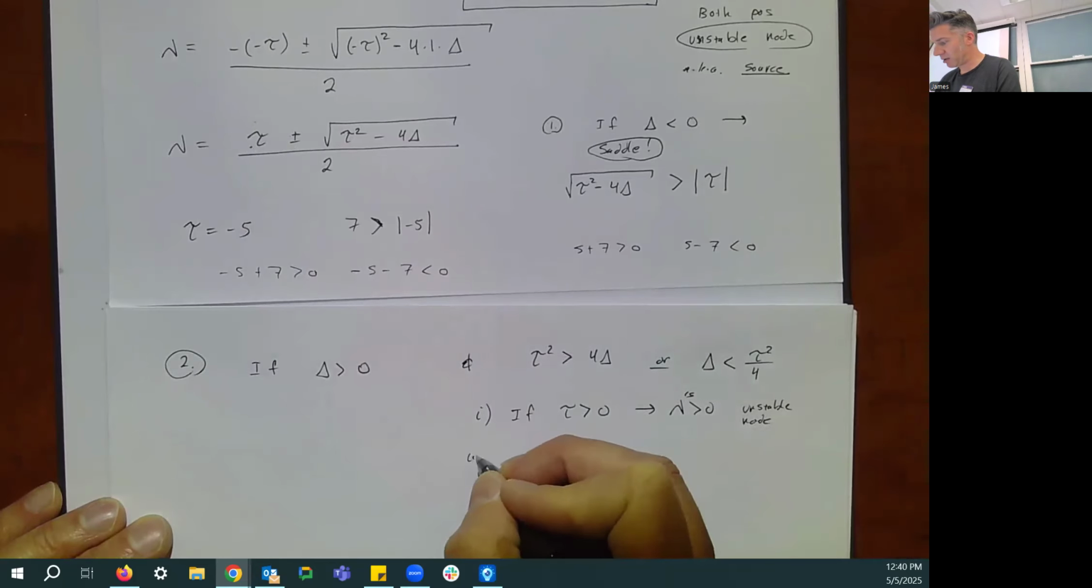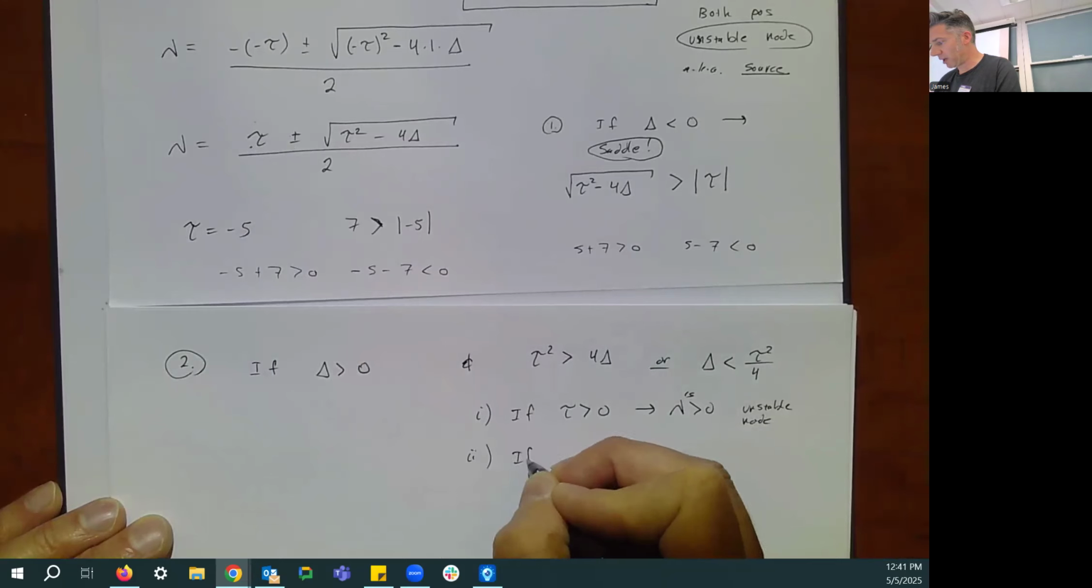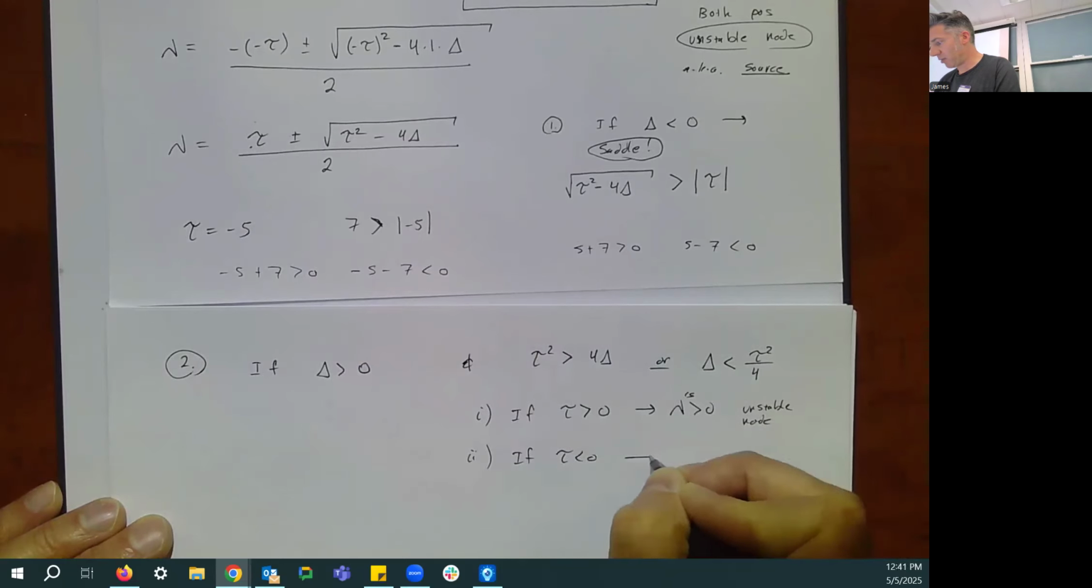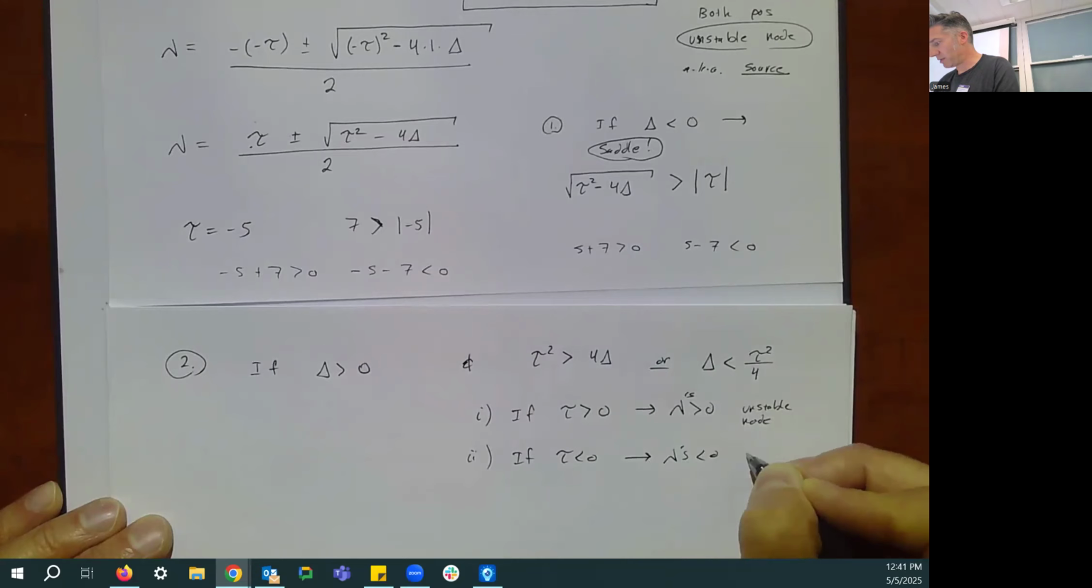And similarly, if your trace is negative, then both lambdas are negative and you have a stable node.